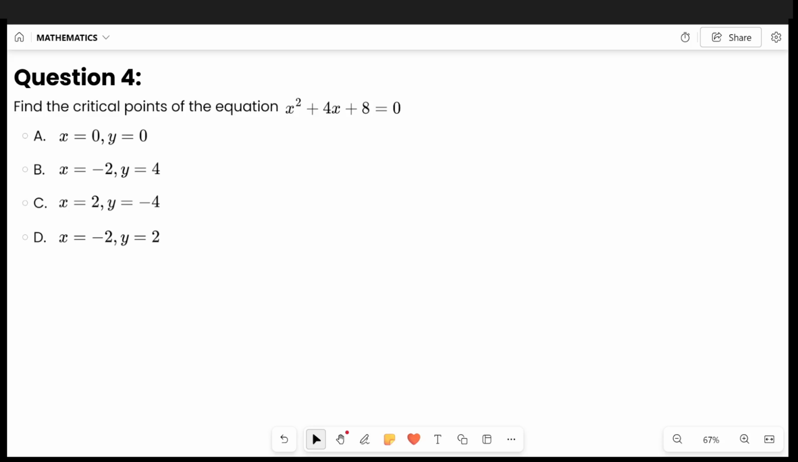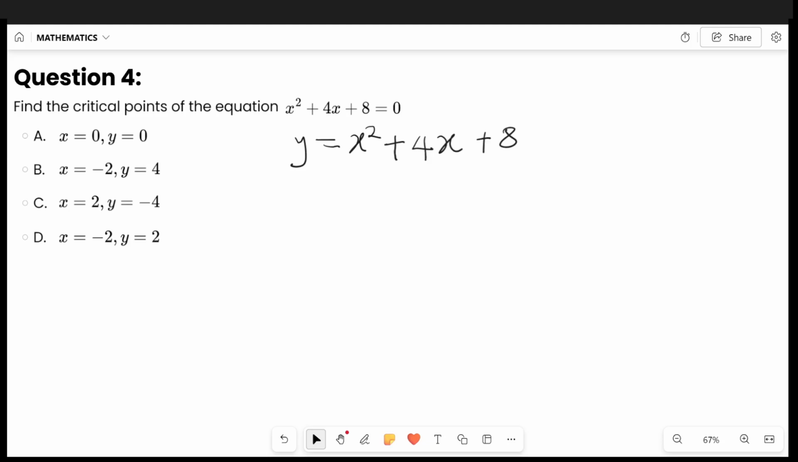Remember that slope is also the derivative of the function, right? So, with that said, we are going to find the slope of this equation, equate it to 0, and then substitute the value of x back into the original equation to find the y coordinate. So I'm going to rewrite this as y is equal to x squared plus 4x plus 8. So now let's differentiate y.